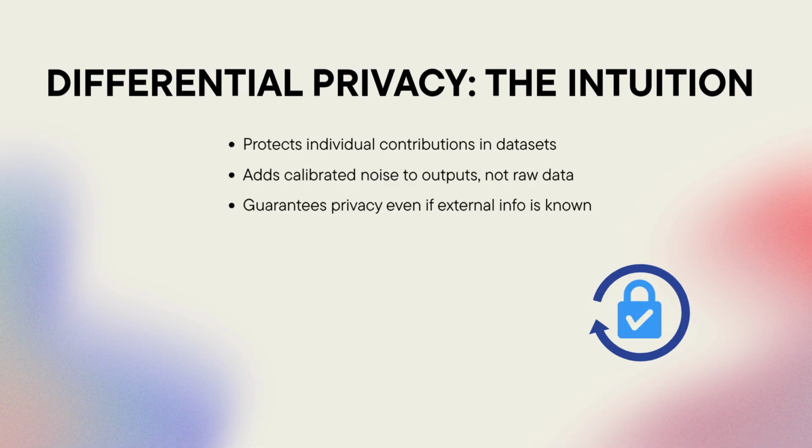A key strength of differential privacy is that it provides formal guarantees even when attackers have access to other external information. It shifts privacy from being about secrecy of raw data to ensuring that the influence of each individual is effectively hidden in the aggregate.